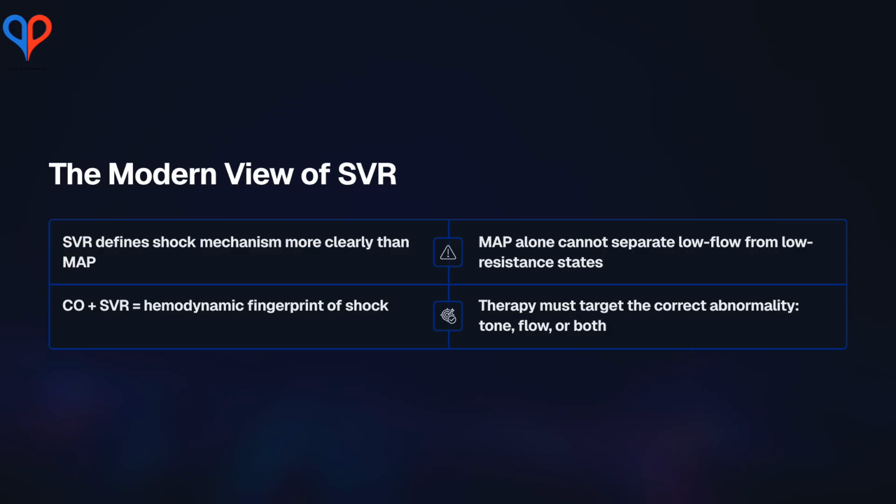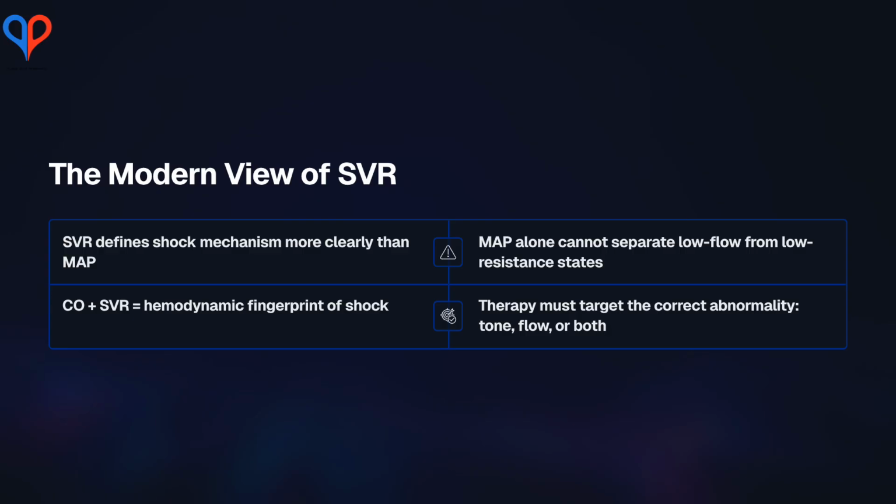MAP is the visible tip of the iceberg. SVR and cardiac output are the structure underneath. Deciding whether to give fluid, add vasopressor, reduce afterload, or increase inotropy requires understanding both resistance and flow. SVR, used intelligently, is a core part of this reasoning. The expert takeaway is that SVR explains shock better than pressure ever will.